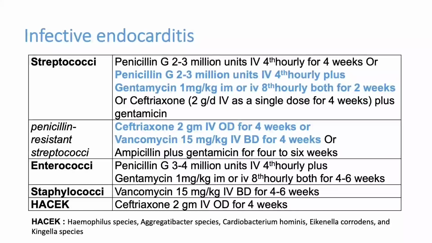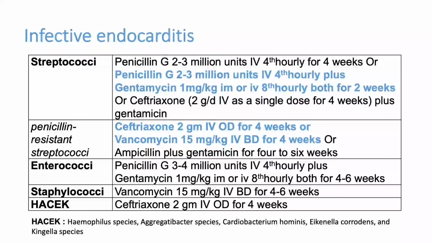If we are suspecting enterococci, penicillin plus gentamicin, the same thing which is explained with streptococci. For staphylococci, vancomycin is the choice, because when we are treating staphylococci, it can be methicillin sensitive or methicillin resistant. But before getting culture, we cannot tell whether it is MRSA or MSSA. So in a case like infective endocarditis, where the patient can deteriorate very fast, we use vancomycin. That is the drug of choice.